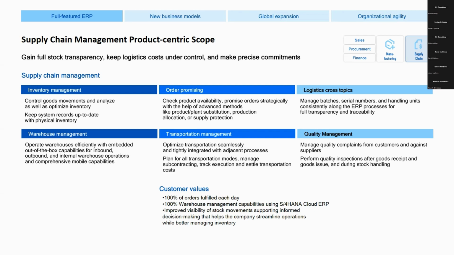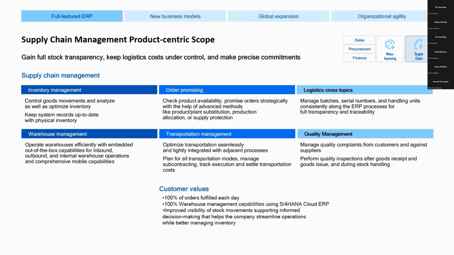Also, we have what we call transport management in S/4HANA, where you can optimize transportation seamlessly and tightly integrated with adjacent processes. You can also plan for all transportation modes and manage subcontracting. You can track execution, settle transportation costs, and effectively manage all your transportation assets.